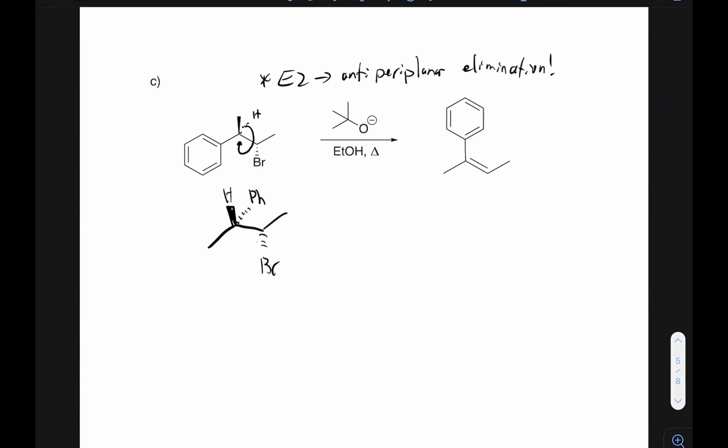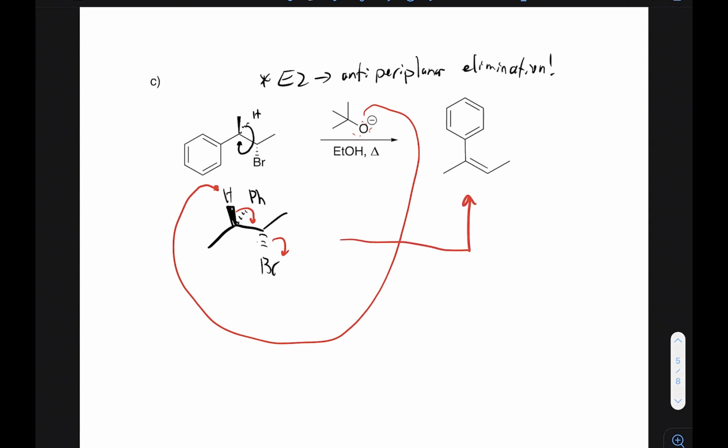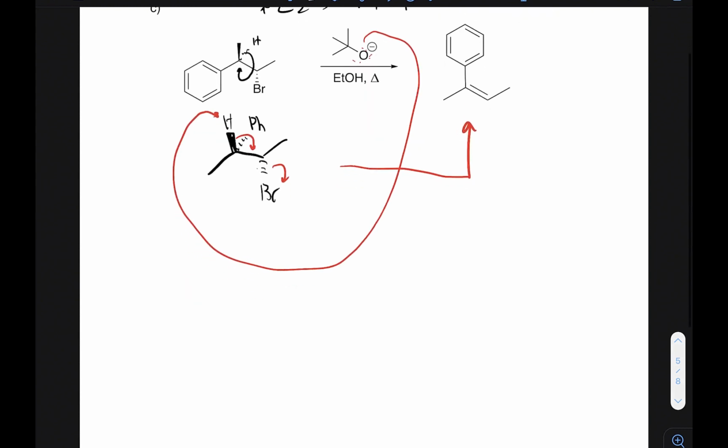And so now we can do this elimination, where we have our tert-butoxide, and we can come in and take that hydrogen, which is now antiperiplanar to the bromine, granting us our alkene, okay? And if we wanted further proof of this, how do we know this hydrogen and bromine are really antiperiplanar, right? We know this is kind of a trend where we're seeing something on a wedge and then on a dash. We can use Newman projections, right?